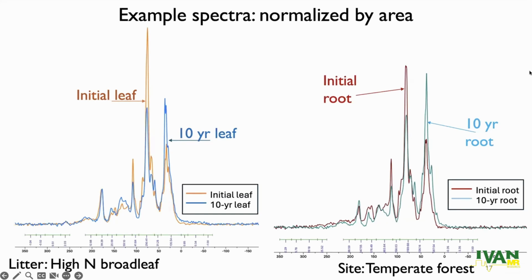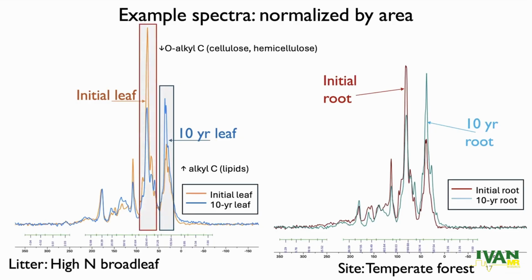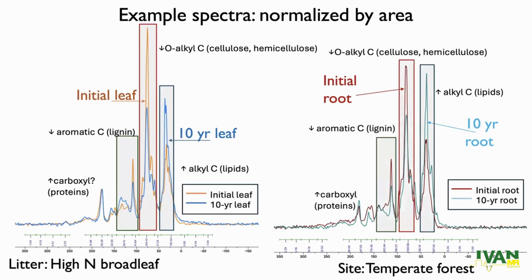Some changes that you can just see from looking at this include an increase in the alkyl carbon as the leaf decomposed, from the initial to the 10-year, a decrease in O-alkyl carbon like cellulose and hemicellulose, a little bit of shifting around in the lignin or aromatic C carbon area, and then some changes perhaps in the carboxyl region. And we can see these same changes mirrored in the root spectra over here.